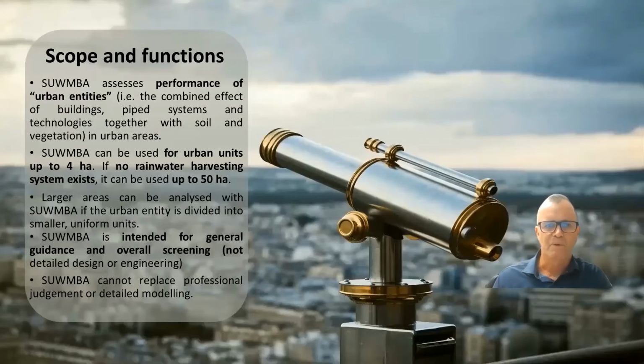SUWMBA assesses the performance of an area that we call an urban entity. This is the combined effect of buildings, pipe systems, and water technologies, together with soil and vegetation. SUWMBA can be used for urban units up to 4 hectares or larger, up to 50 hectares if no rainwater harvesting system exists. Larger areas can be analysed with SUWMBA if the urban entity is divided into smaller, uniform units.